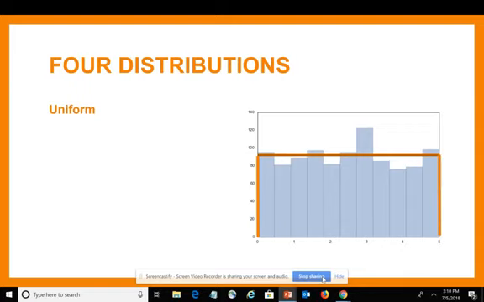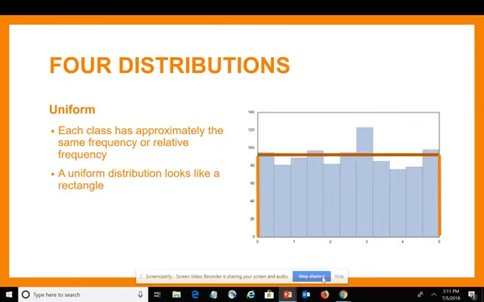The first one is the uniform distribution. Within a uniform distribution, each class or group has approximately the same frequency or the same relative frequency. Visually, when you look at it overall and take a step back, it looks somewhat like a rectangle. You could imagine drawing a rectangle and then cutting pieces off and filling in the gaps. A uniform distribution visually looks like a rectangle.